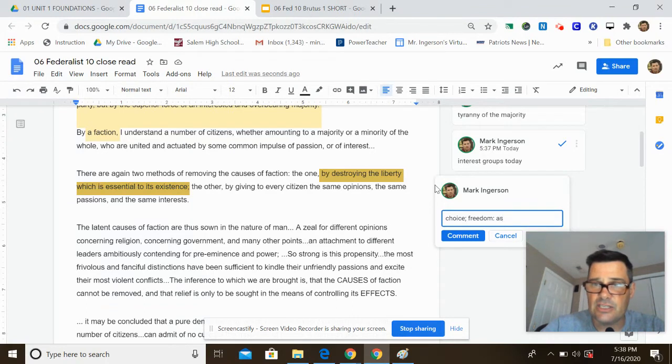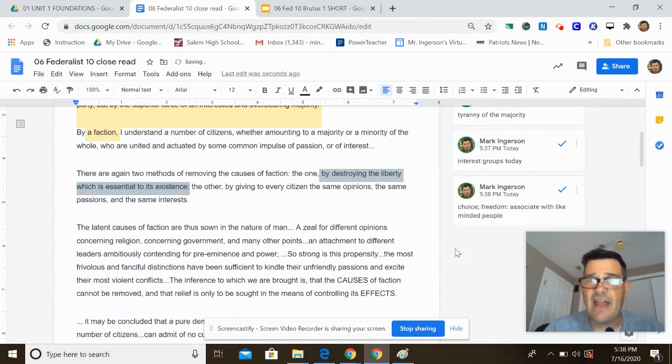We associate with like-minded people. So when we have the freedom to associate with people of a similar religion or a similar belief or a similar interest, whatever it is, we have the choice to do that. We naturally will join groups. That's what humans do. We naturally associate with a group.